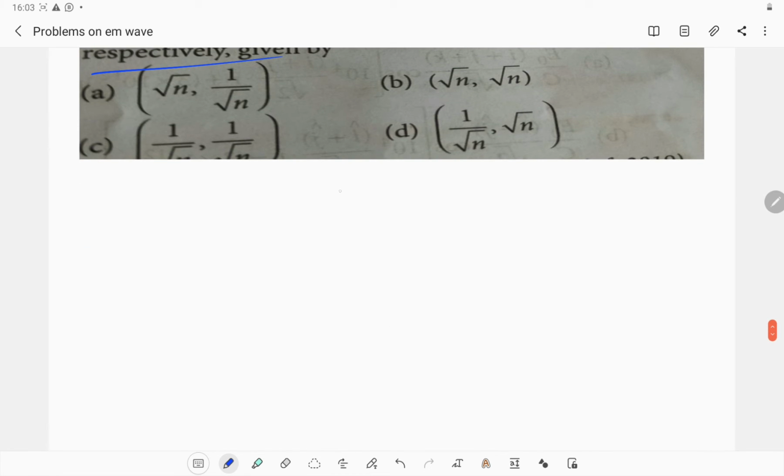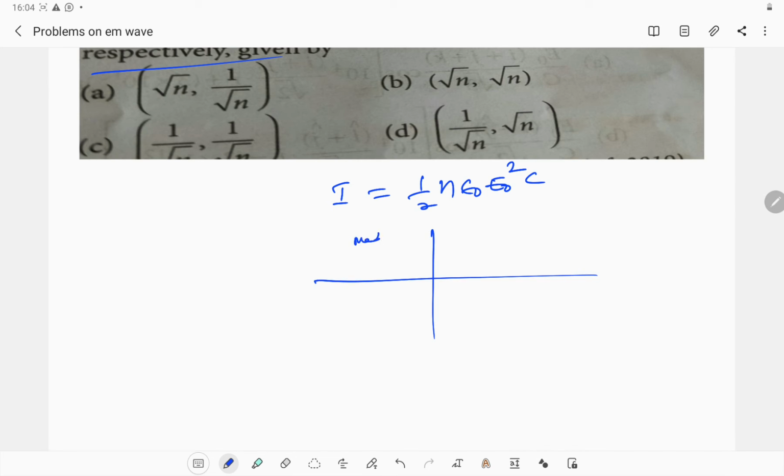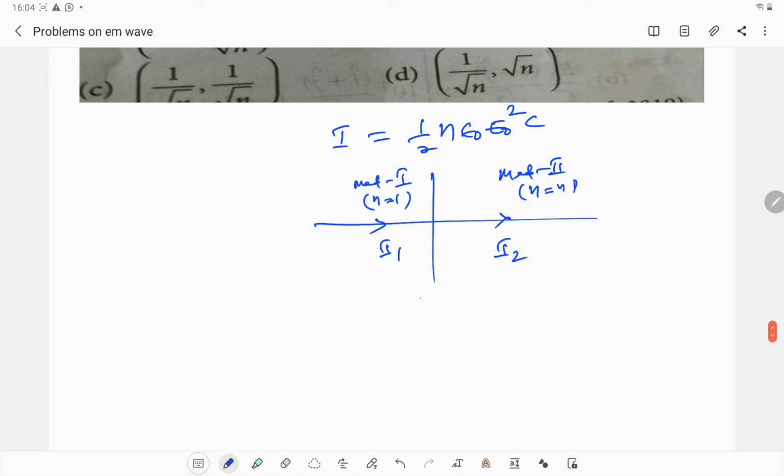See here, intensity I is equal to 1 by 2 N in a medium, epsilon naught E naught square into C. See here, this is medium 1, this is medium 2. Here N is equal to 1, here N is equal to N, the refractive index. The wave is traveling from vacuum to this medium. Here is intensity I1, here is intensity I2. But here no energy loss, therefore I1 is equal to I2.